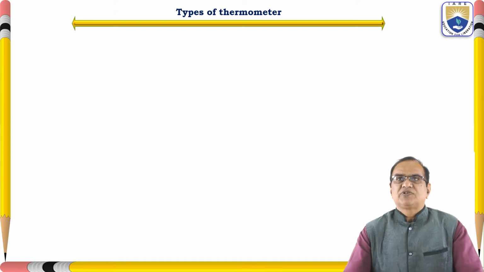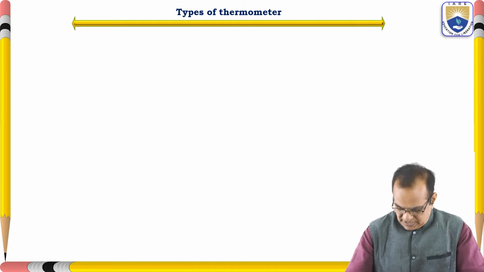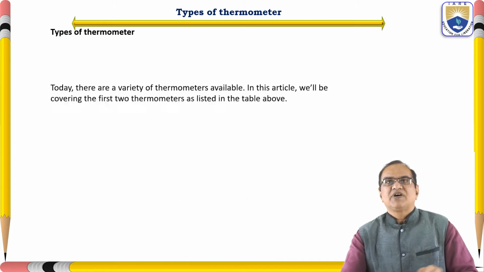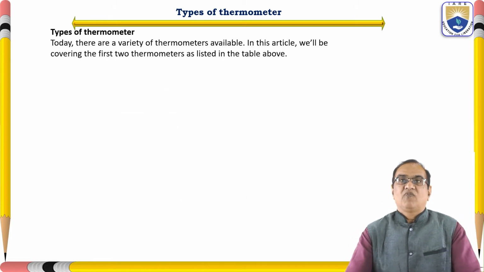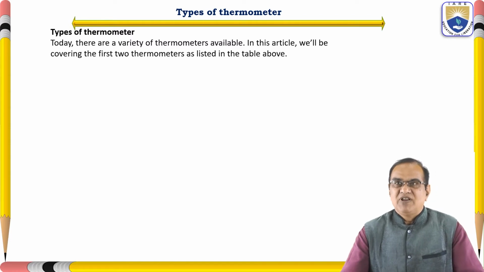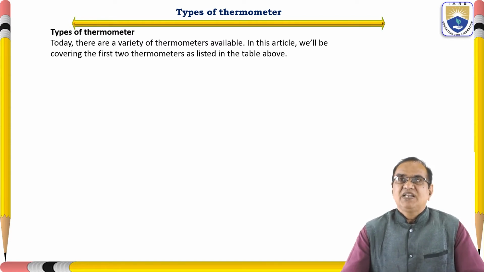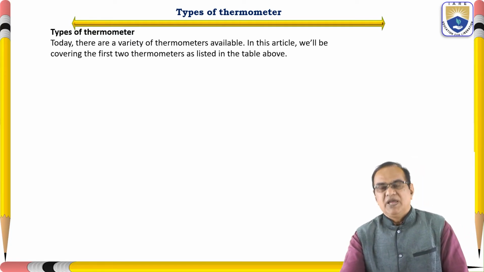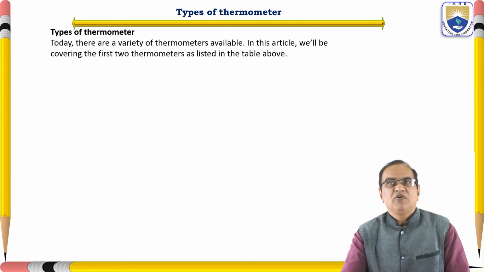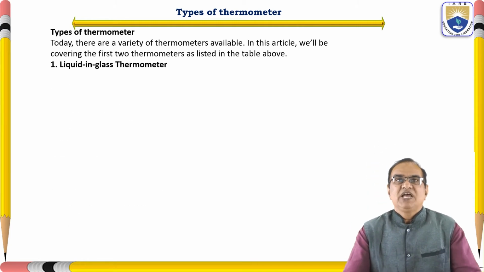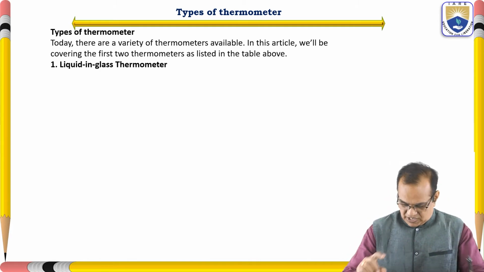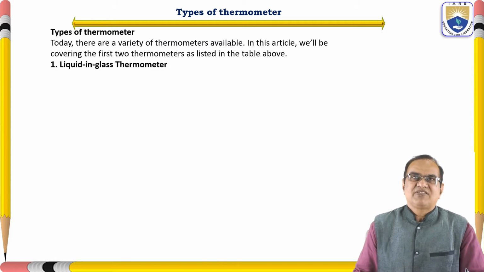Now I will discuss the types of thermometers. In this we can see that we have different types of thermometers. Today there are a variety of thermometers available. In this article we will be covering the first two thermometers listed in the table above. In the first two we will be seeing the liquid in glass thermometer, like the medical thermometer which we are using.